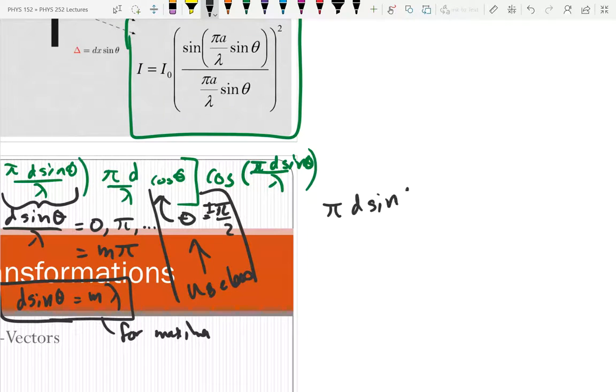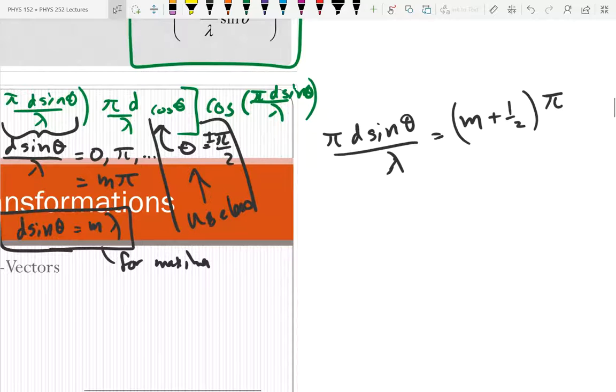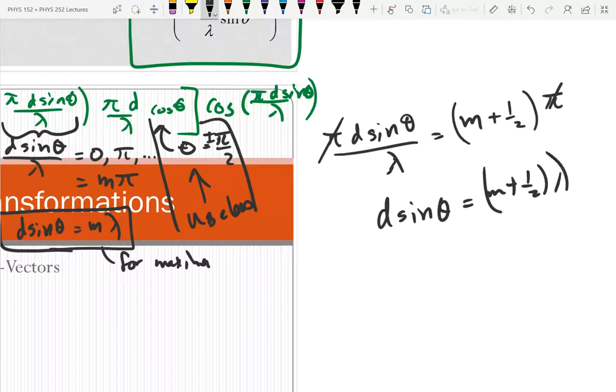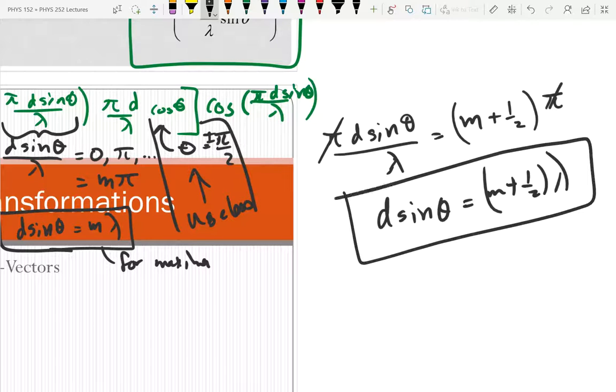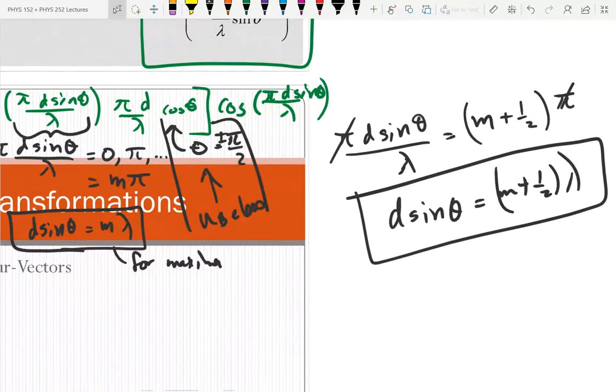And these are pi d sine theta over lambda is equal to, and cosine is 0 at pi over 2, like you said. So it's m plus 1/2 times pi. So that's pi over 2, 3 pi over 2, 5 pi over 2, and the negatives there. And so once again, quick math gives us d sine theta is equal to m plus 1/2 lambda. And that's our solution for minimum.